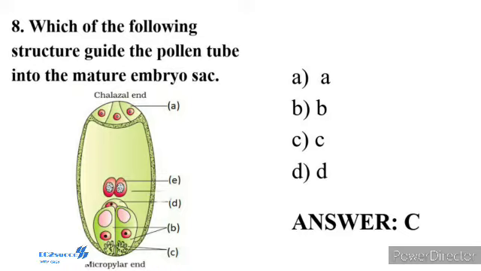The typical angiosperm embryo sac at maturity, though 8 nucleate, is 7-celled. So the correct answer is option C. C is the filiform apparatus. In the diagram, A is antipodal, B is synergid, C is filiform apparatus, D is egg and E is polar nuclei.